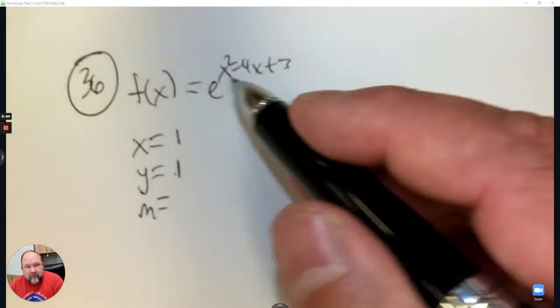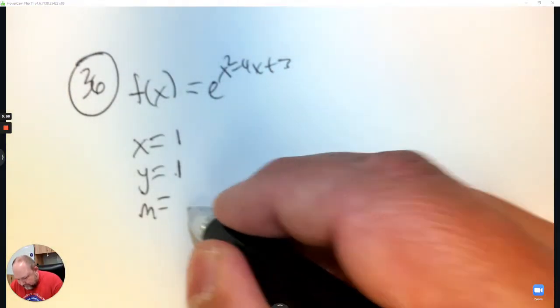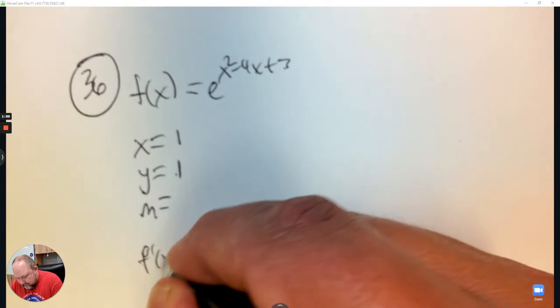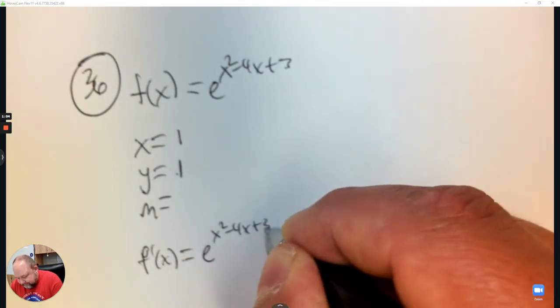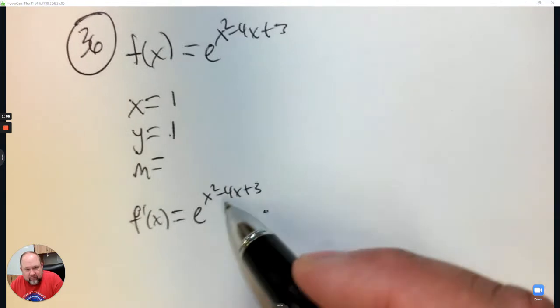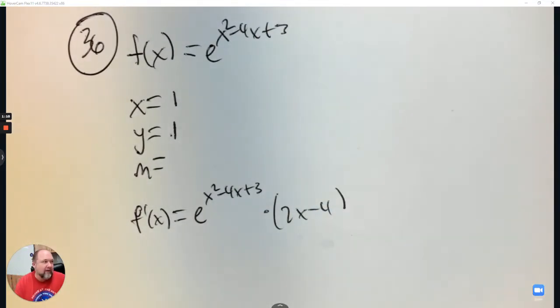And then the slope is the derivative of this. So the derivative of this is you copy it, and then the derivative of the exponent, 2x minus 4, and then you're going to plug 1 into that.